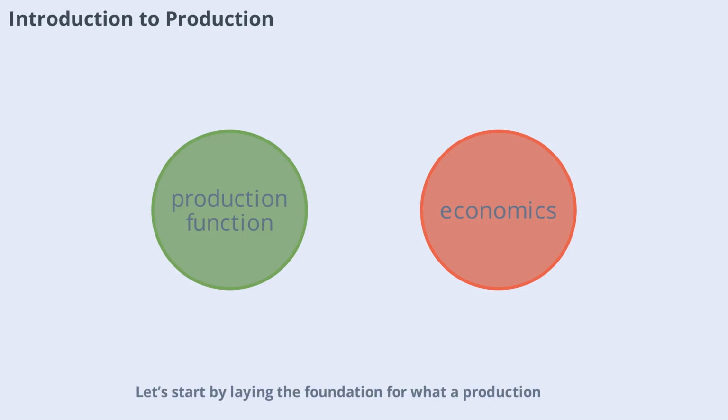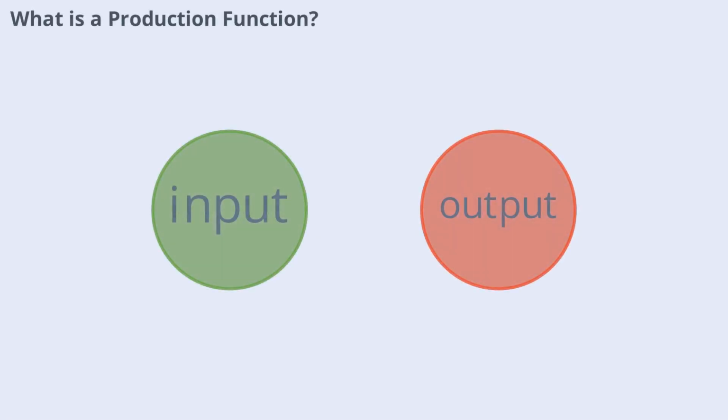Let's start by laying the foundation for what a production function actually is and why it matters in the real world. A production function describes the relationship between the inputs a firm uses and the output it produces. Think of it as a recipe. The ingredients are your inputs, like labor, machines, and raw materials, and the finished dish is your output. The production function helps businesses decide how much of each input to use to maximize output efficiently. This concept is fundamental for managers and economists alike, as it guides decisions on resource allocation and cost management.